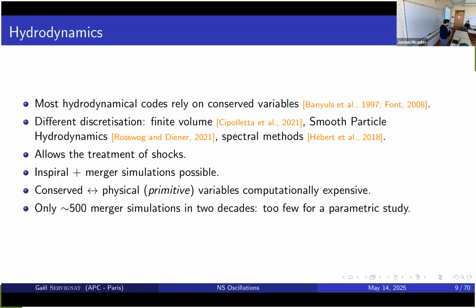And these codes rely on what we call conserved variables. I'm going to show them right after. You can also choose a bunch of different discretizations. There are a lot of techniques. And the point is that these conserved variables allow the treatment of shocks. So if you do that, you can first do this narrow. This is easy compared to the merger, but you can go back to the merger, have the shocks, and predict what happens until this merger. This is very useful for NBK. But there is a but.